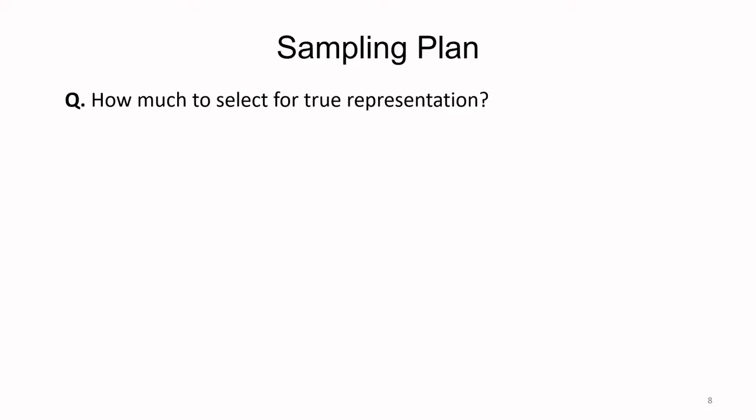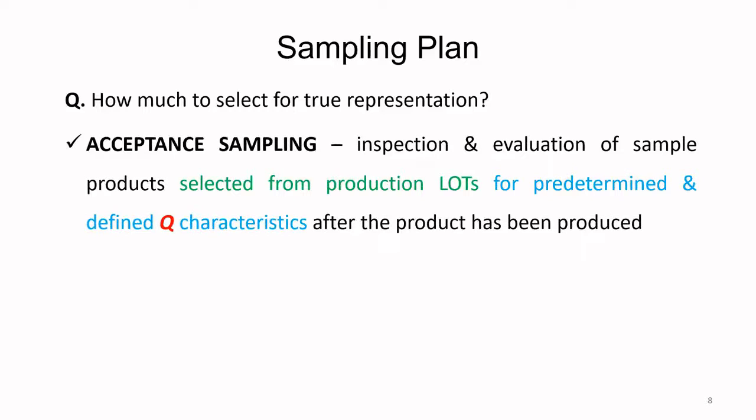Now let's look at the sampling plan. The big question is how much or how many to select so that we are truly checking the quality of the entire shipment. We are not going to check all the pieces. If there are 1 lakh pieces, we are not going to check all the 1 lakh pieces, but I have to ascertain that the correct quality will be sent. So how do you do that?